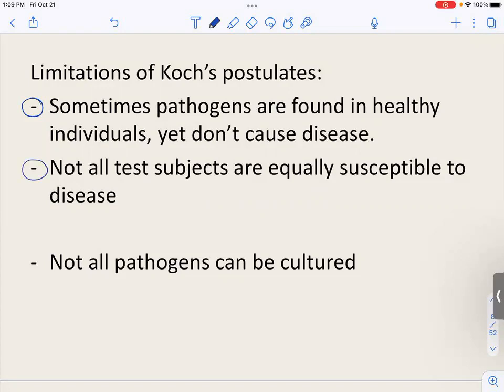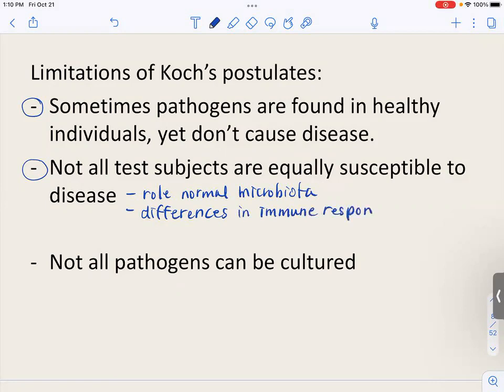Also, not all test subjects are going to be equally susceptible. Why would some people get exposed to an infection and not get it? Well, there is some role of our normal microbiota. Everybody has a slightly different constitution of normal microbiota, and we're going to get more into this in the next few weeks. There are also differences in immune response between individuals. The way we process and present antigen is slightly different. So two people can be exposed to the same pathogen in the same numbers, and one gets sick and one doesn't.